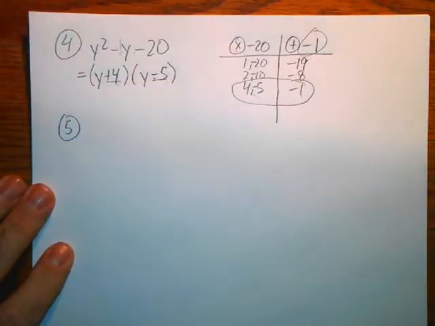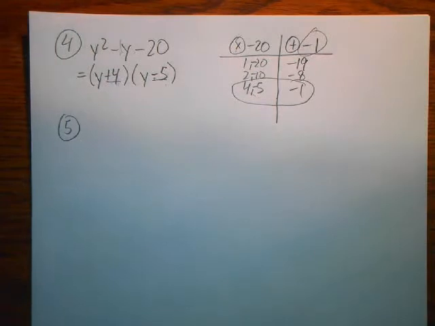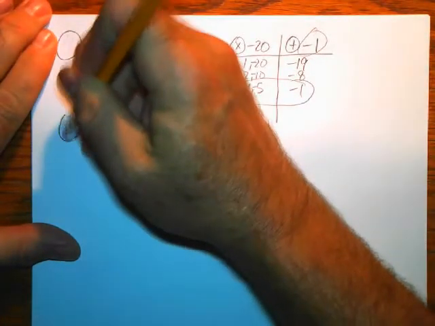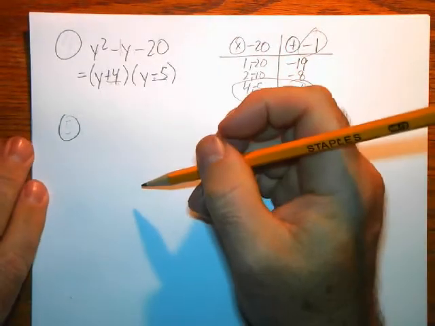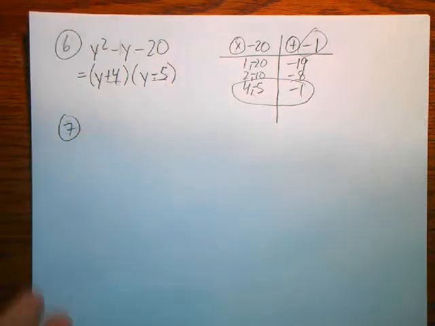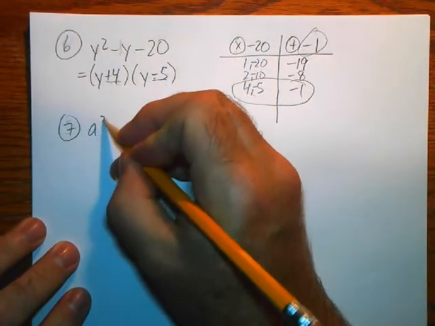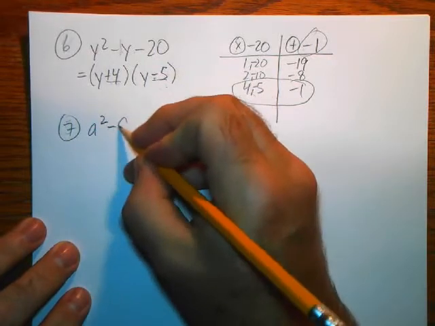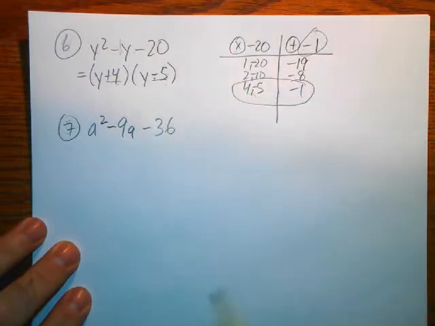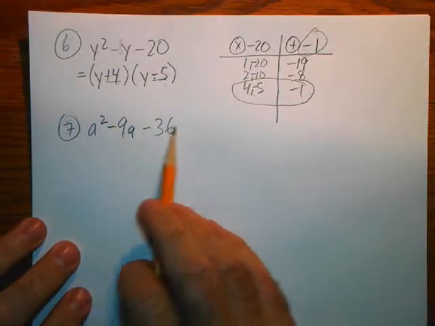Oh, I got the numbers switched up here. So this should be a 6, just to be consistent. 6 and 7. Okay. All right, so in this case, I'll try another variable. How about a squared minus 9a minus 36? Now again, remember what I said earlier. These questions have been thought out. I'm not just pulling these numbers out of a hat, because if I did, it probably wouldn't be factorable.